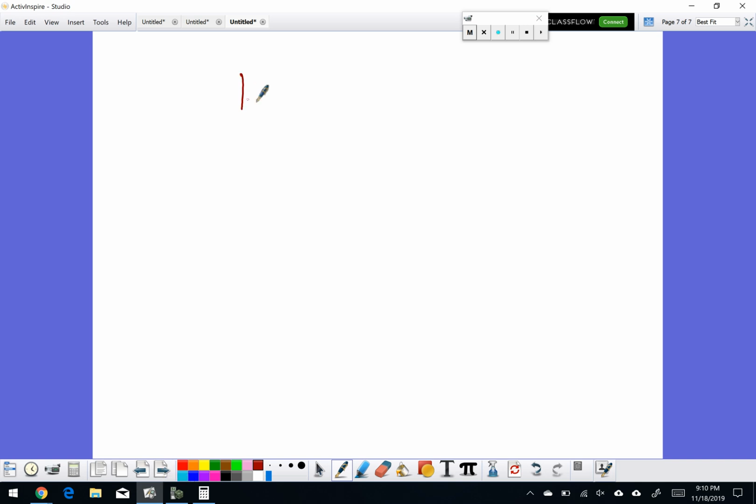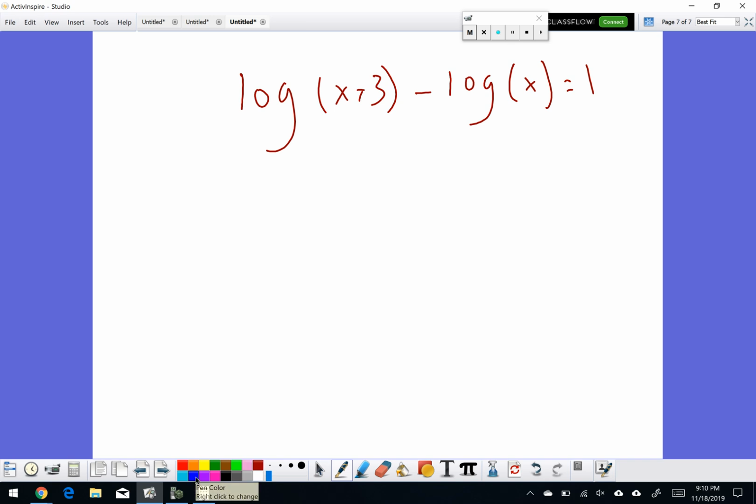Let's try another one. Oh, there's another one equaling 1. This time I want you guys to try it on your own. So I want you to push pause right now, give it a shot, and then I'll go through it by myself. So go ahead and push pause, and then when you're done, push play. Well, welcome back. Hopefully you gave it a shot.